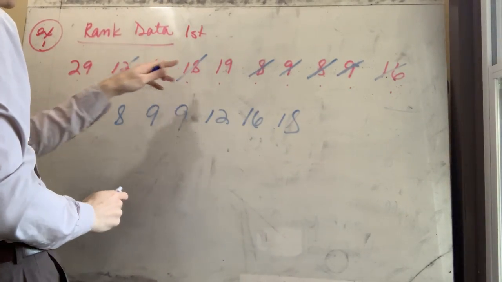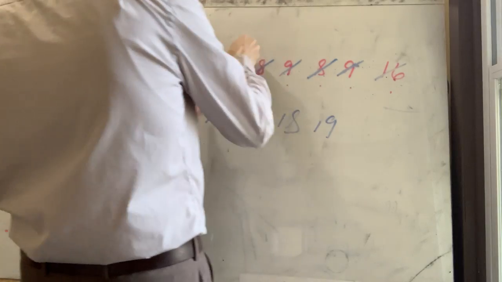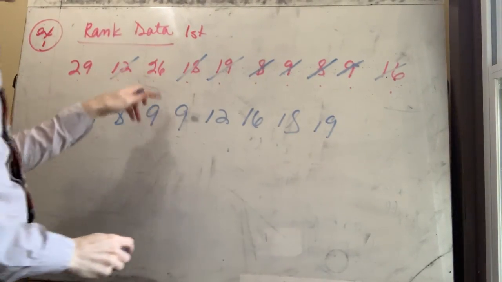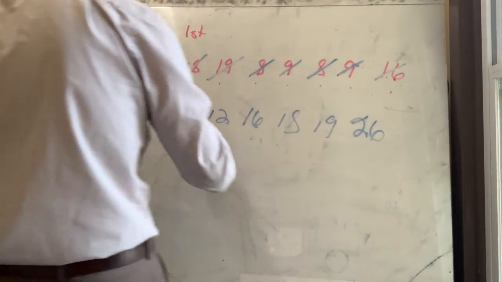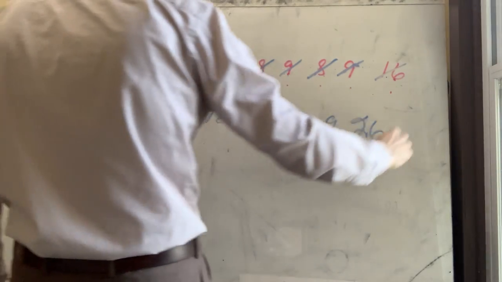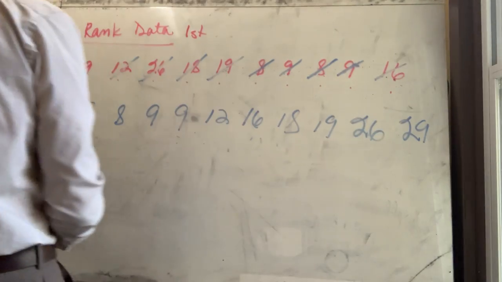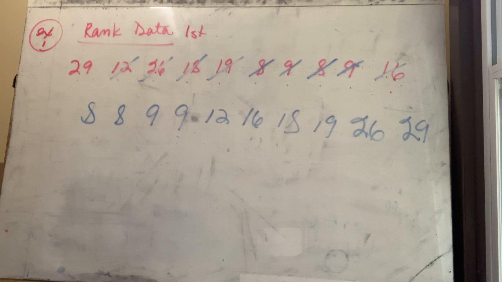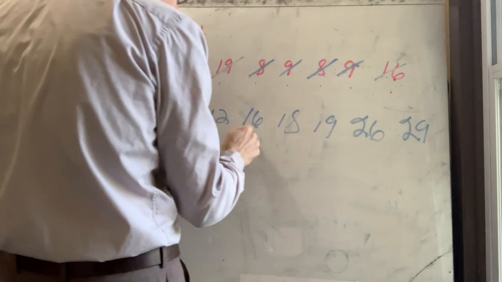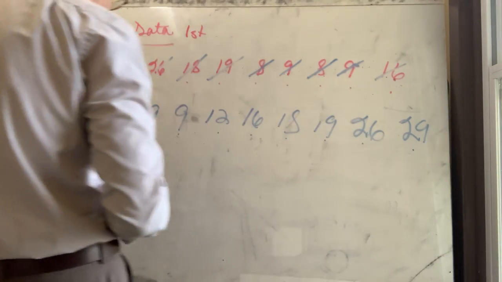And then 19. And then 26. And then 29. You had 10 values for carbohydrates. So 1, 2, 3, 4, 5, 6, 7, 8, 9, 10. You still have 10.